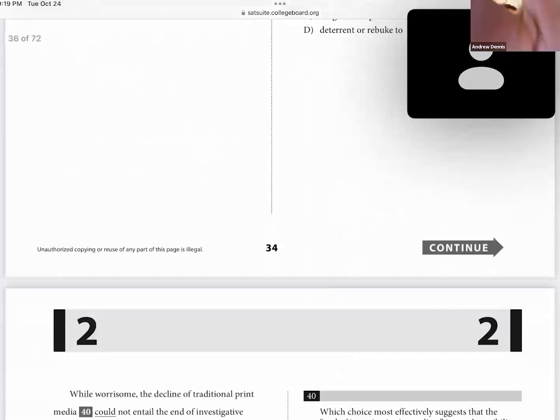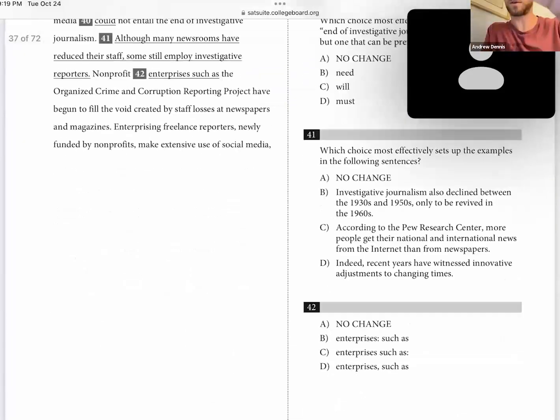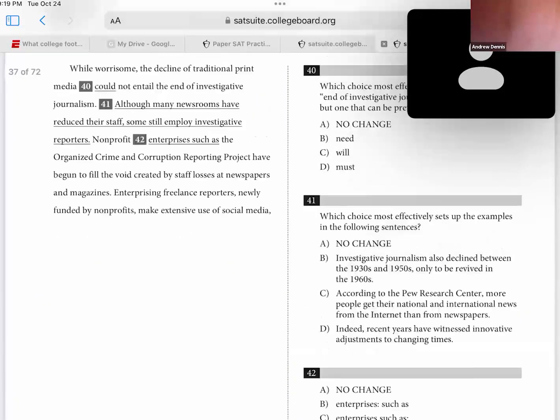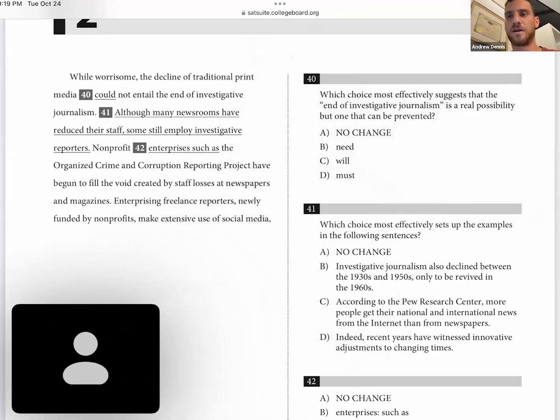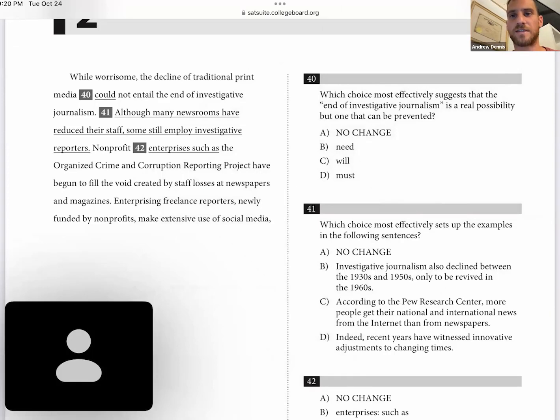So kind of tough. Might as well just finish this. You know what? We'll just at least do 40 and 42. While worrisome, the decline of traditional print media could not entail the end of investigative journalism. Which choice most effectively suggests that the end of investigative journalism is a real possibility, but that can be prevented? So if we can get this one right, I know we're all tired. This could be the last question of the night.